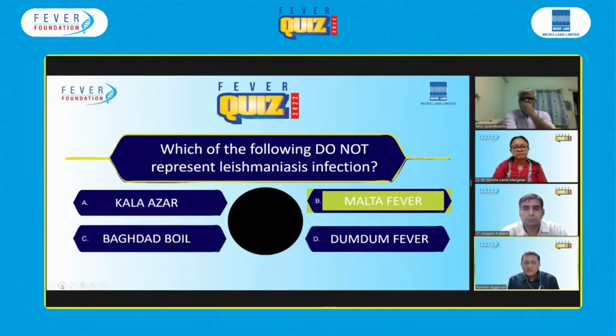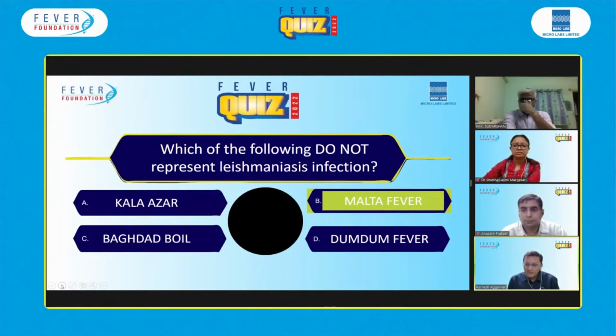So Baghdad boil, as the name suggests, is from the capital of Iraq, which is Baghdad. It had witnessed war for so many years, and there was a time in the year 2004 when suddenly 300 soldiers were affected by leishmaniasis. Probably they were not using any repellents or mosquito nets, and since it was a huge casualty to the army, it came to be known as Baghdad boil.